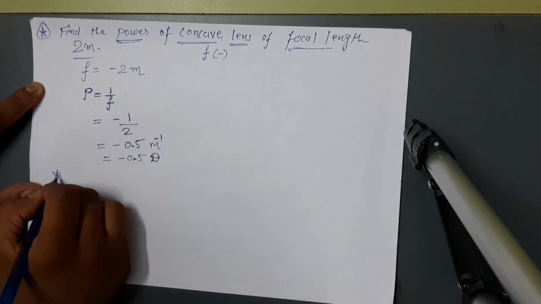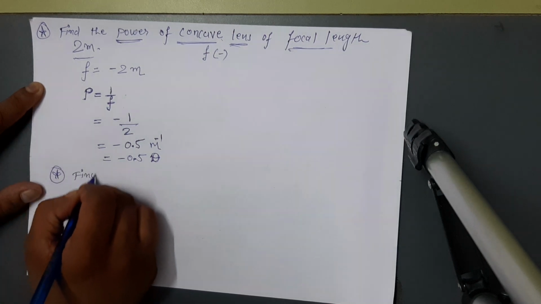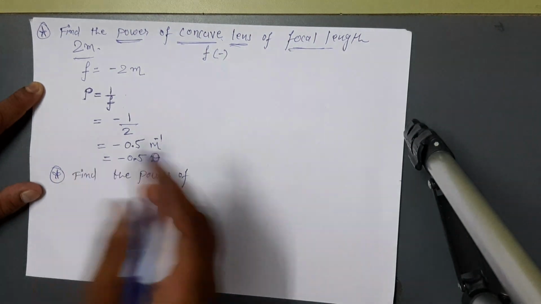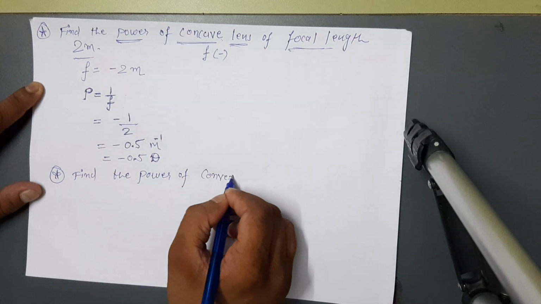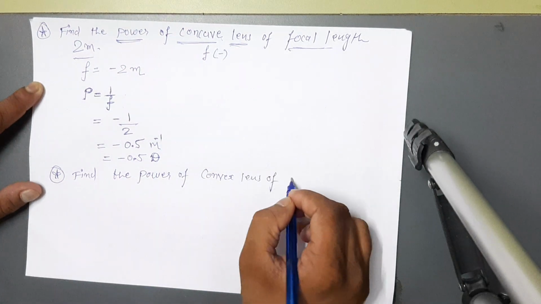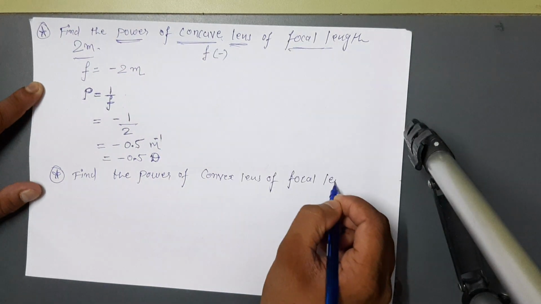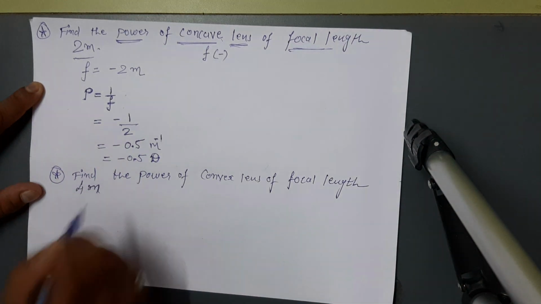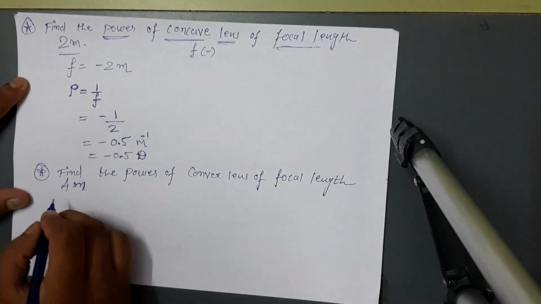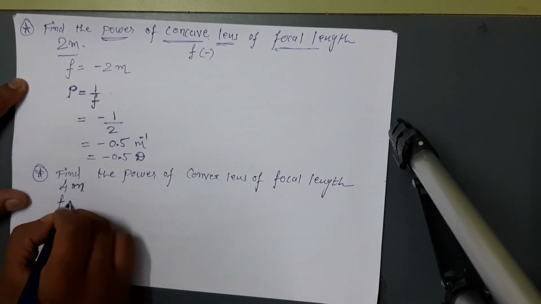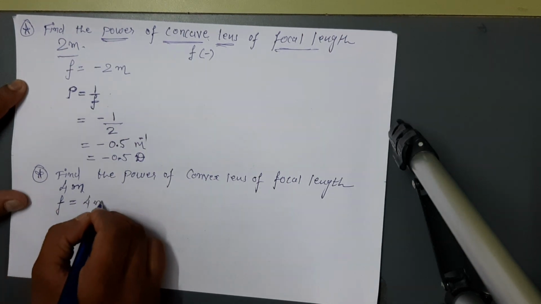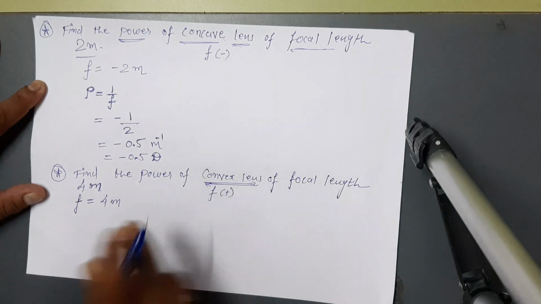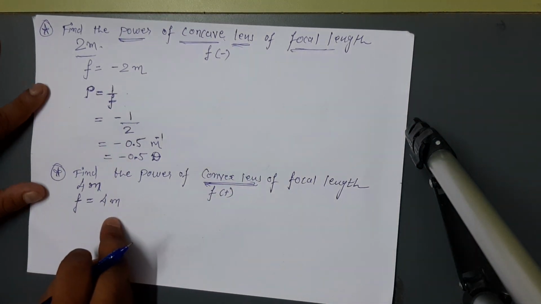Let us consider another simple example. Similarly, find the power of a lens, but now we will take a convex lens with a focal length of 4 meter. So let's do it. Here our F will be equal to 4 meter, and as it is a convex lens, F will be positive. So here we will consider F as positive.